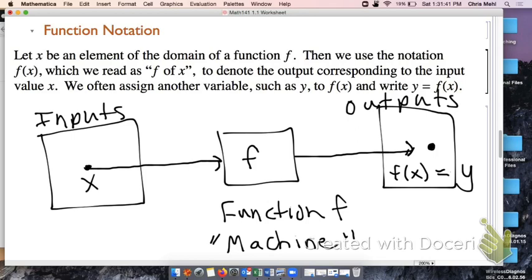This way to convert inputs and outputs can be described verbally. Again, you can write it down in a table. You can just list it. You can use a graph to describe functions, and you can certainly use equations or expressions, which we'll see in just a moment. Okay, so there's the notation.